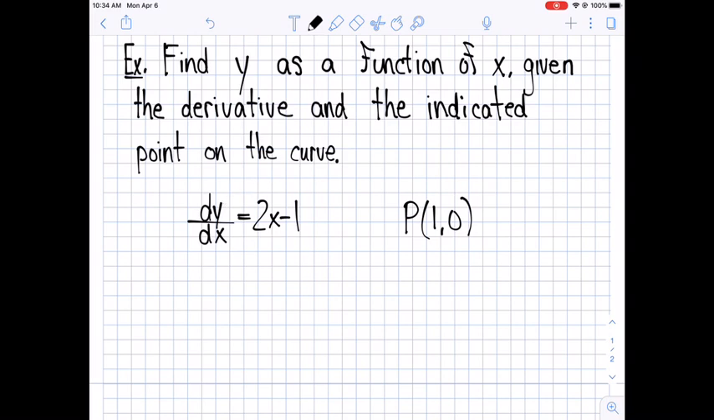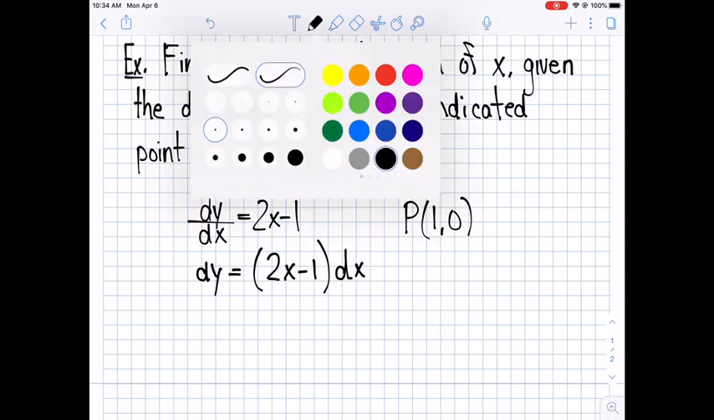We can multiply by them, we can divide by them. Specifically, what I want to do is multiply both sides by dx. I'm going to bring the dx over to the right-hand side. What we end up with then is that dy is equal to 2x minus 1 dx. Now I have completely separated: on the left I have just my differential for y, and on the right I have my function of x and my differential for x. Now I am able to actually integrate.